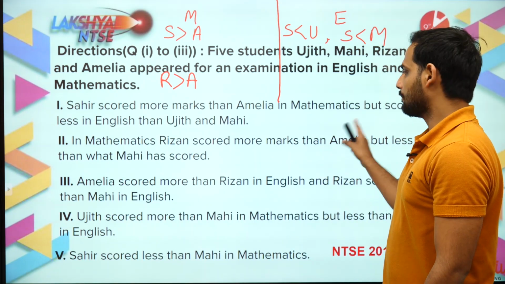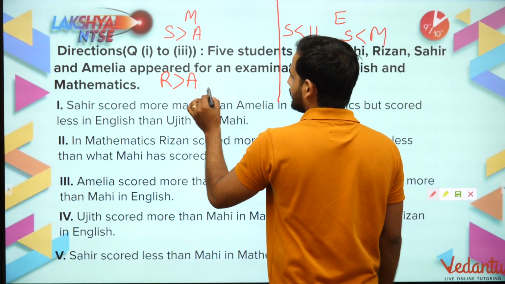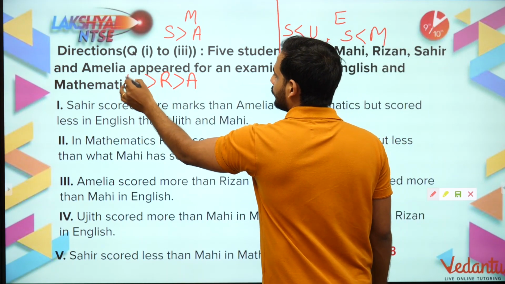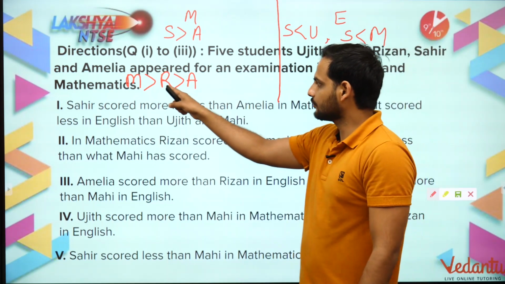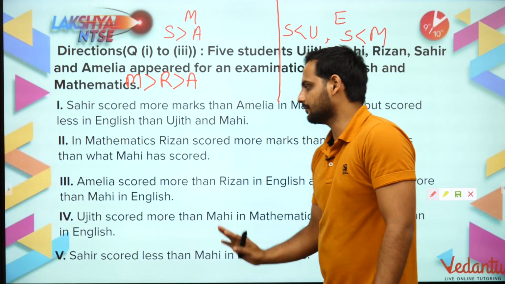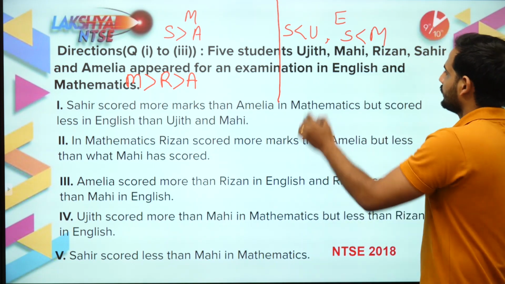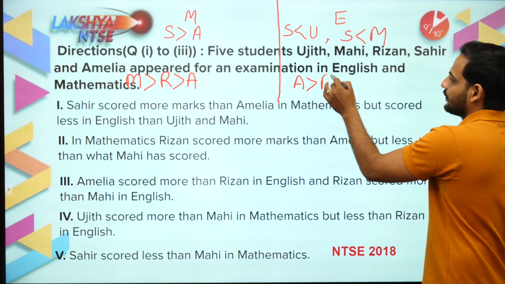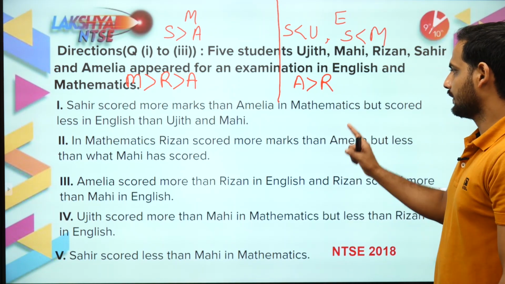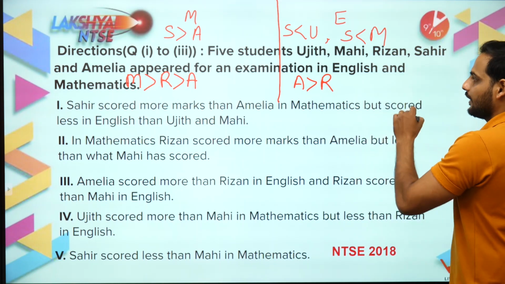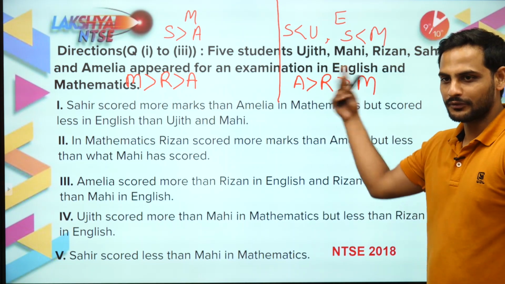Rizan scored more marks than Amelia, but less than what Mahi has scored. So Rizan's score is less than Mahi's. Correct? Rizan's score is more than Amelia, but less than Mahi in mathematics. Amelia scored more than Rizan in English, and Rizan scored more than Mahi in English. So this is the order. Correct? That will be opposite.